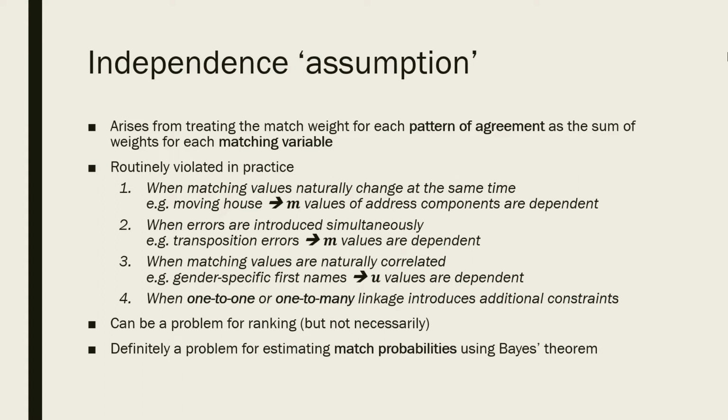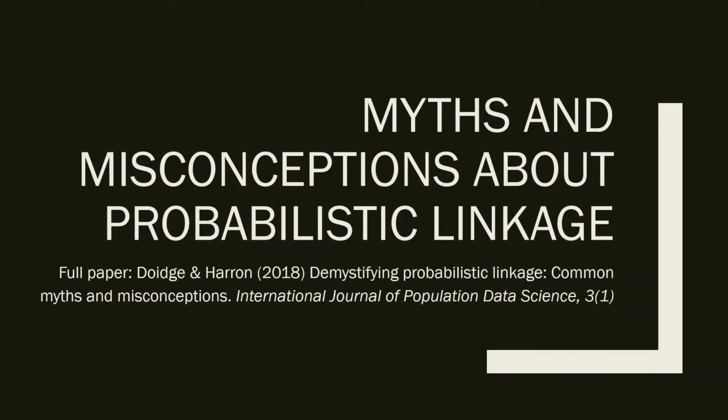Now, these violations of the independence assumption can be a problem for ranking, but they're not necessarily a problem for how we usually use probabilistic match weights, which we're going to come back to in a moment. But they're definitely a problem for estimating match probabilities, which is usually done using Bayes' theorem.